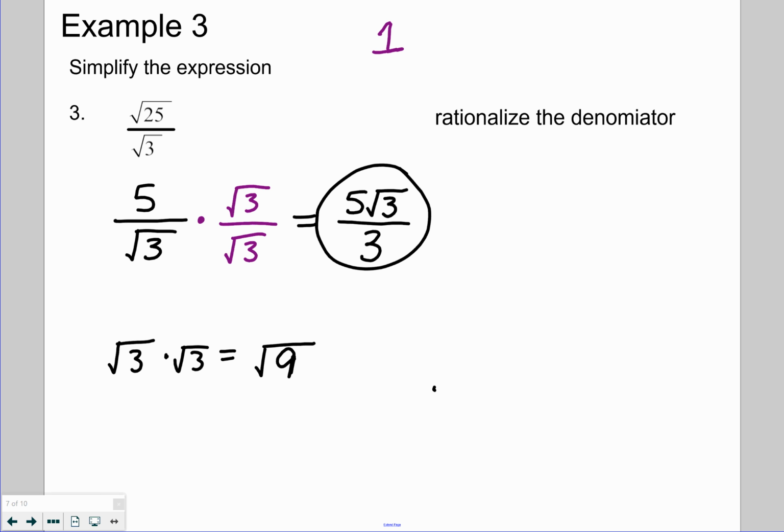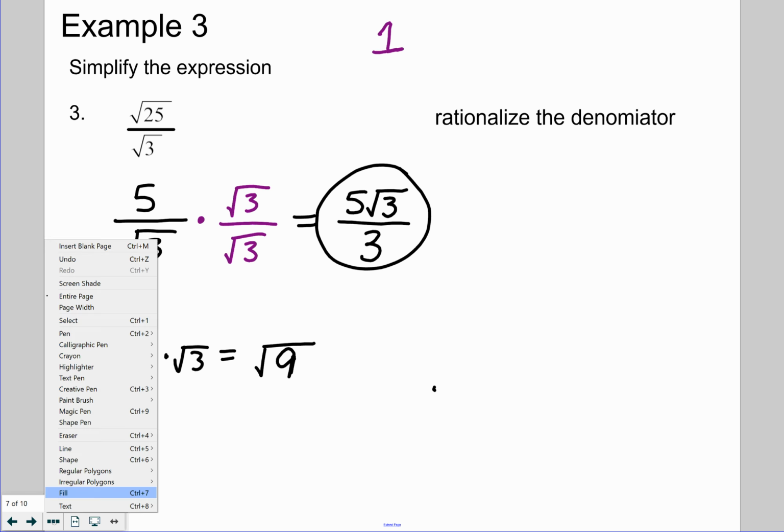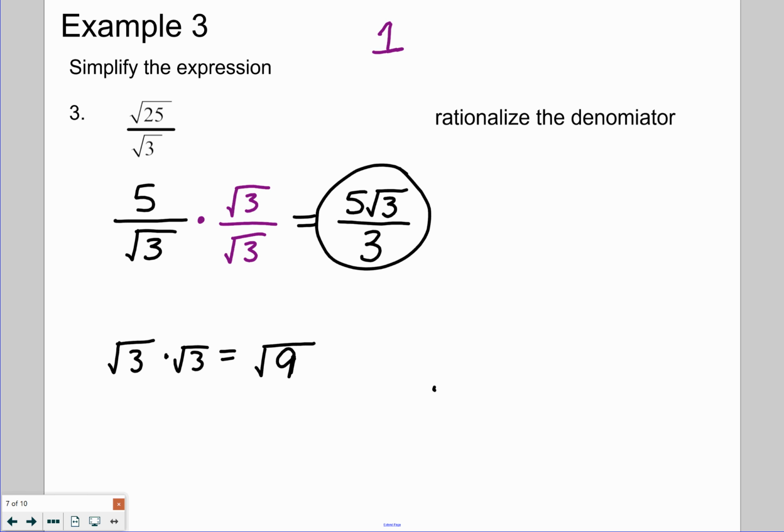Now again, I want to make sure you understand that both of these things are the same thing. 5 over the square root of 3 and 5 times the square root of 3 over 3 are the same thing. But one is simplified. This one is simplified. That one is not. Okay? Questions? This will be the most missed question on the test in a couple of weeks. The most missed question. Ashley, yes?